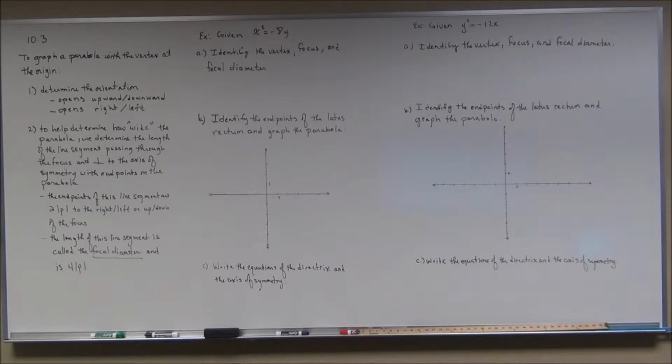We're back with parabolas in section 3 of chapter 10, and we're going to look to graph a couple of parabolas that have the vertex at the origin, and then from there we'll go into problems where the vertex might be at a different point.